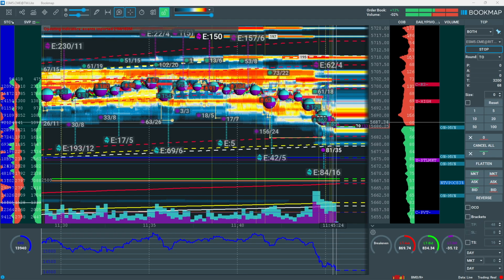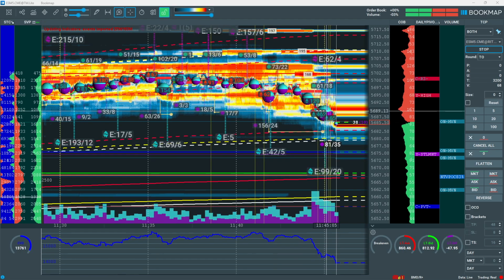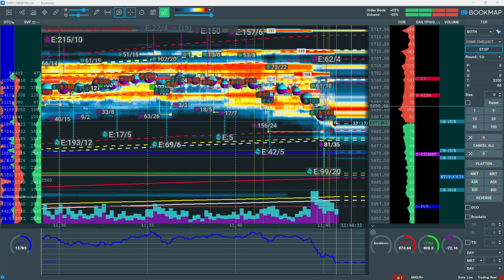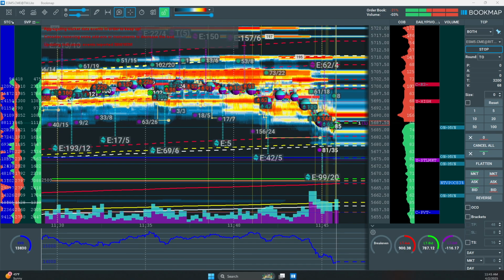So we're gonna get the continuation now. I guess it just retested that VWAP right there, but this is good profit for the day on this eval. So I'm gonna take that.